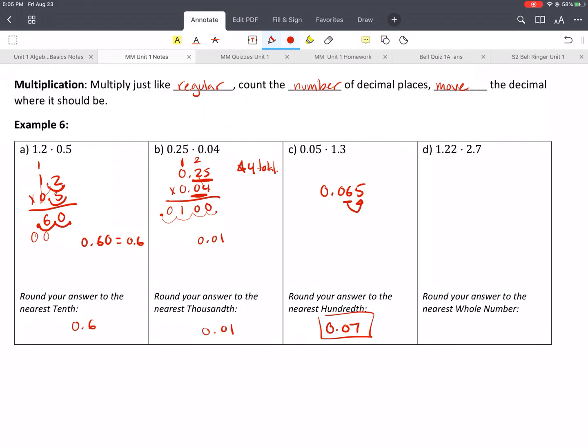Okay, next one, we have 1.22 times 2.7. That gives us 3.294. It says round to the whole number, so this is the whole number, look to the right, it's less than 5, so we would leave it as 3. Okay?